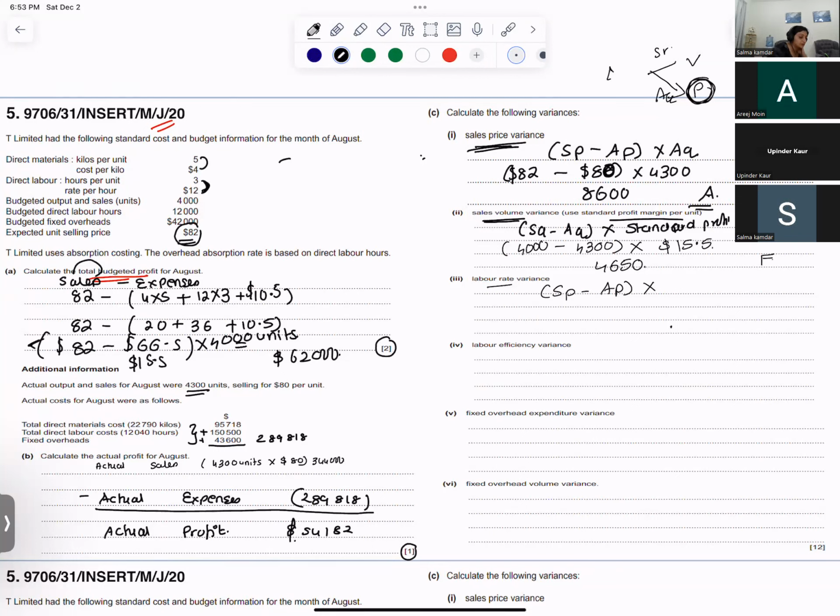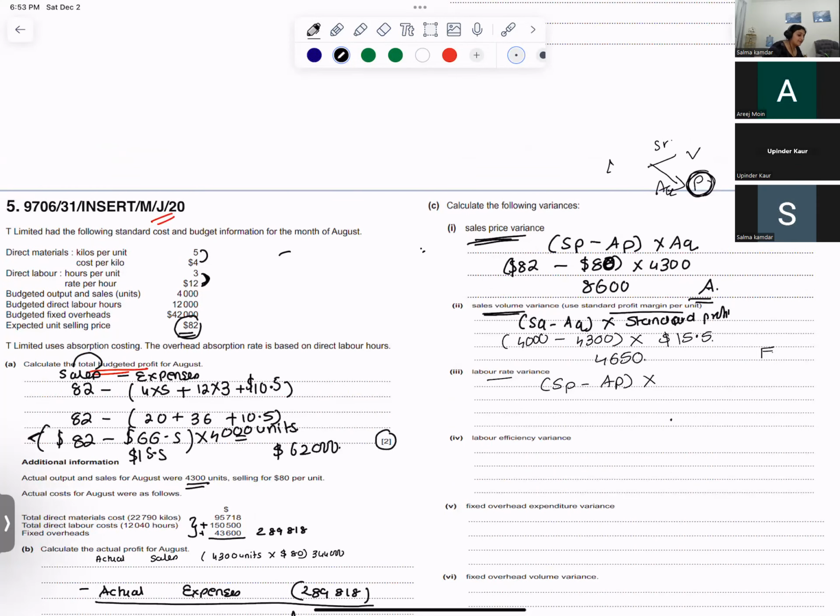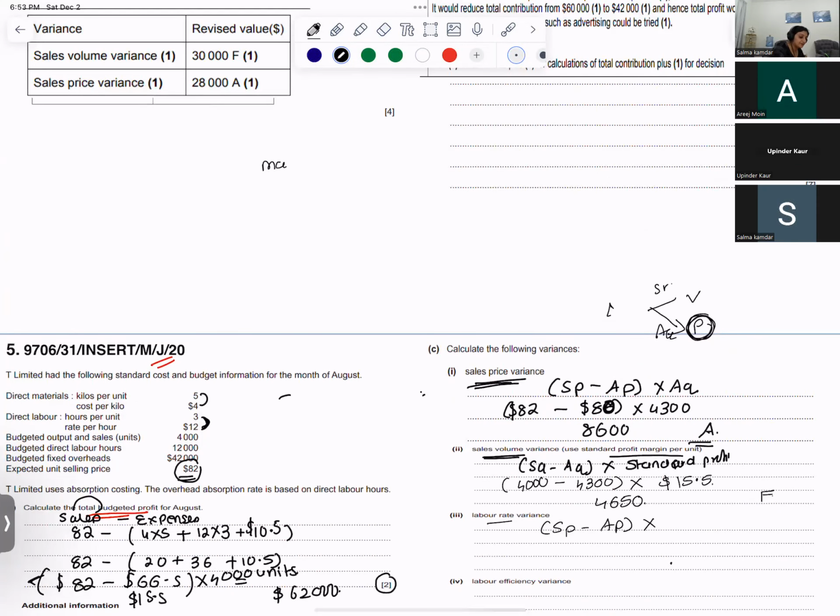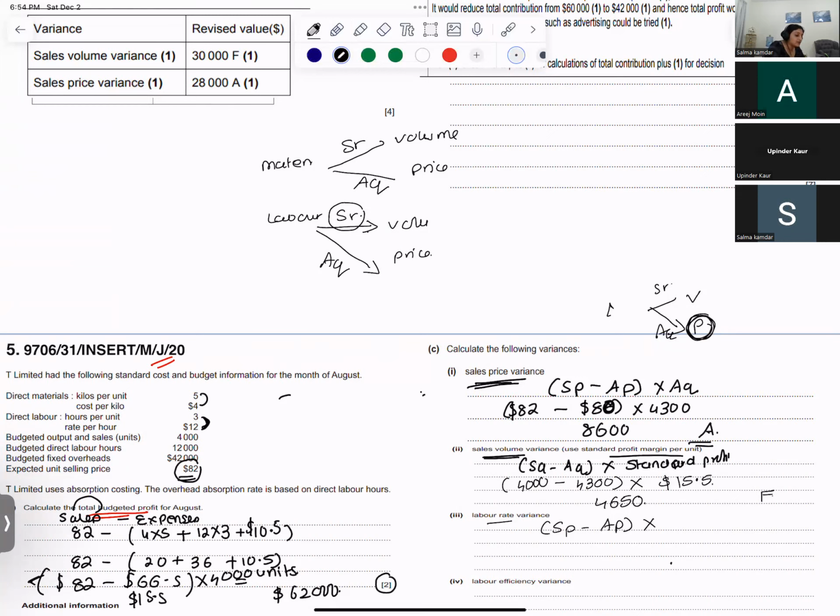Whenever we are calculating variance, we do this. We have material, labor, whatever variance. There could be a volume variance or there could be a price variance. Whenever it is something related to volume, we multiply with SR, and whenever it is something related to price, we multiply it with AQ.